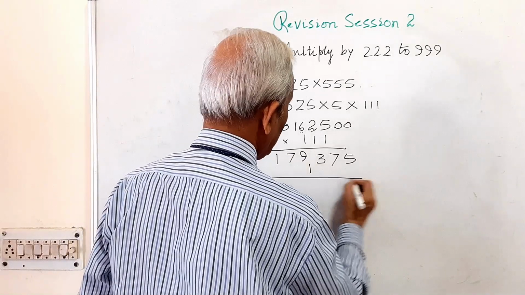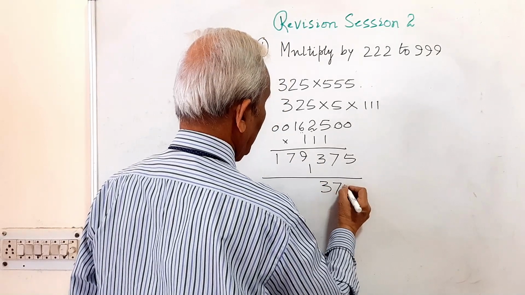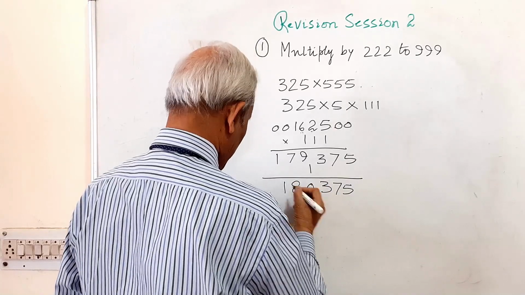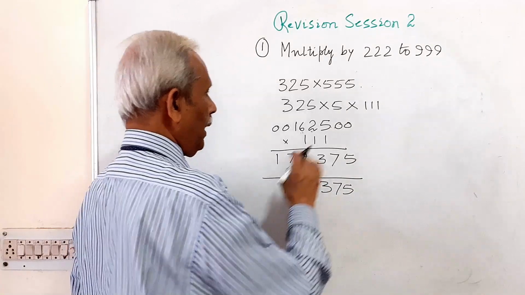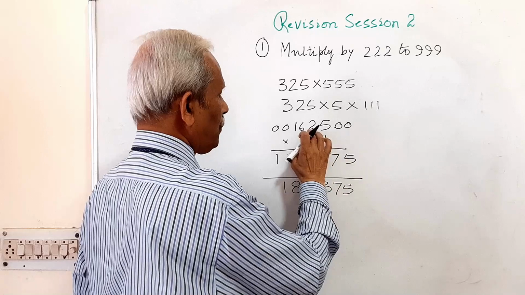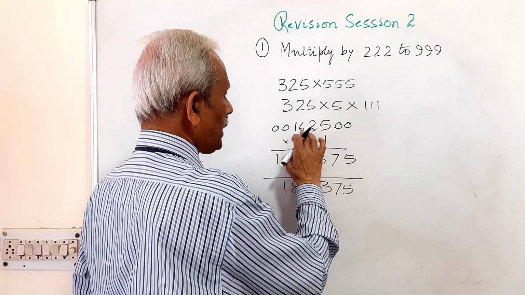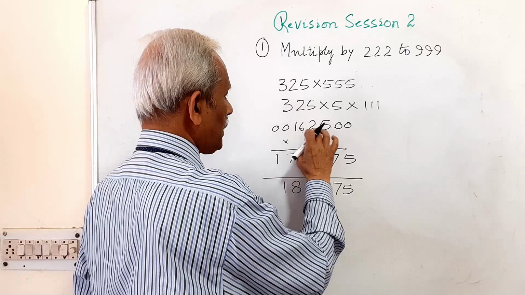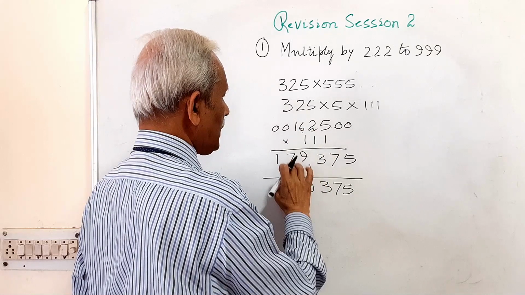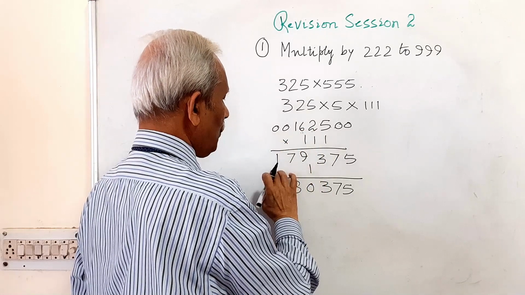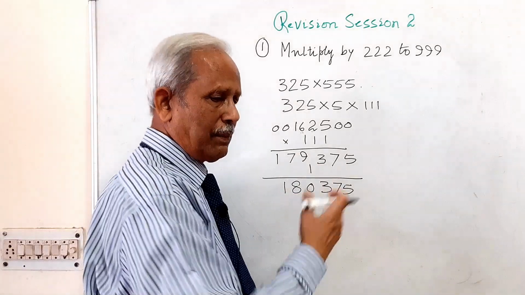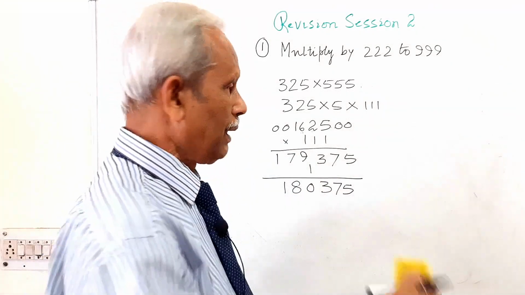So this becomes 375. Add 9 with 1. And it becomes 180375. 5 plus 0 plus 0, 5. 2 plus 5 plus 0 is 7. 6 plus 2 plus 5 is 13. 3 here, 1 carry. 1 plus 6 plus 2 is 9. 0 plus 1 plus 6 is 7. 0 plus 0 plus 1 is 1. The total 9 is added with 1. It becomes 180375. Quite simple, quite understandable, right?